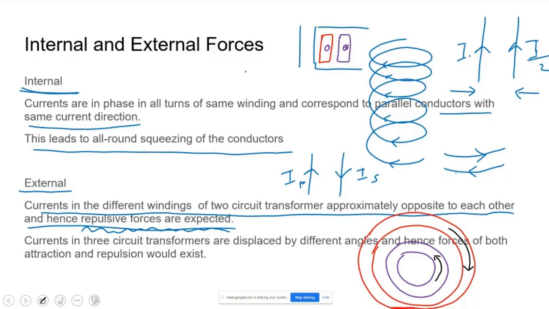So what will happen if these two currents are like this? What kind of forces? Repulsive forces. Repulsive forces mean that on this winding, this is the direction of the force. On the inner winding, what direction will the forces be? Exactly radially inward.